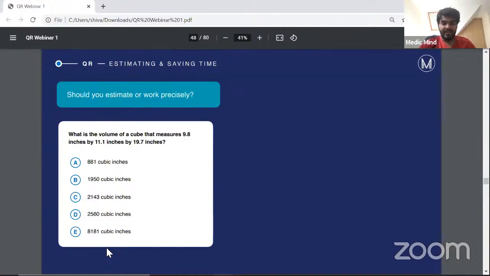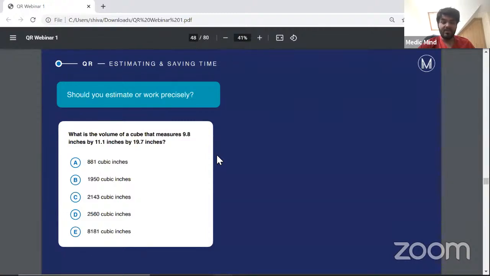One easy step to take here is, how much should you estimate? Should you estimate 9.8 to 10? Should you estimate 19.7 to 19 or 20? Which one's easier, 11.1 to 10 or 11? At the end of the day, whatever is easier for you. So for example, I can round these to 10, 11 and 20. And if I do 10 times 20, that's 200. 200 times 11 comes out to roughly 2,200.